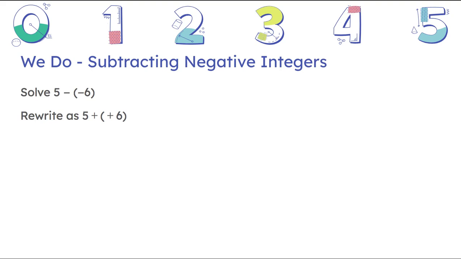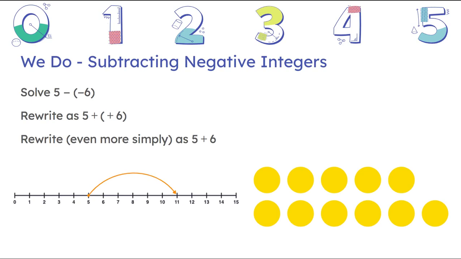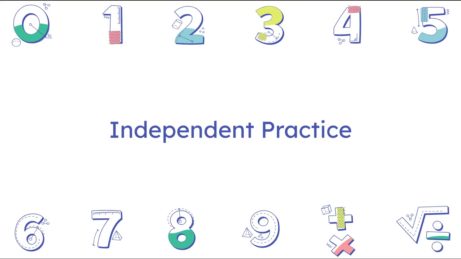Now we can rewrite this expression in an even more simple and easy way to understand, like this. We can also, of course, model this expression on a number line or with counters like this. We see that the answer is 11. Now here are a few problems for you to try on your own.